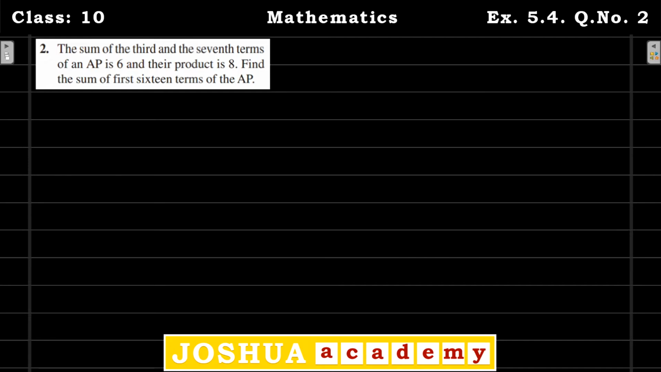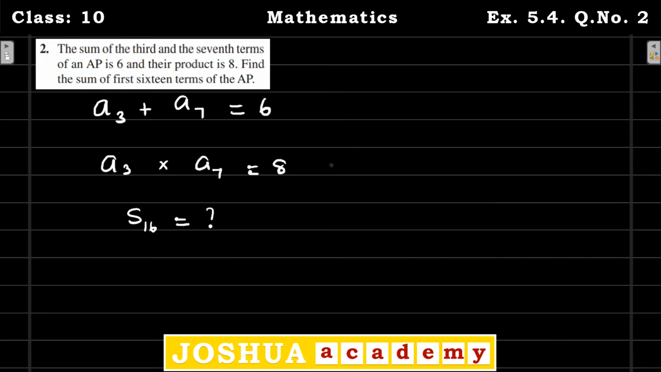What is given here is the sum of the third and seventh terms. The third term is given by the symbol A3. Third term plus seventh term is equal to 6, and their product is 8. That is, A3 times A7 is equal to 8. And we have to find the sum of the first 16 terms of the AP. So we have to find S16 equal to what?